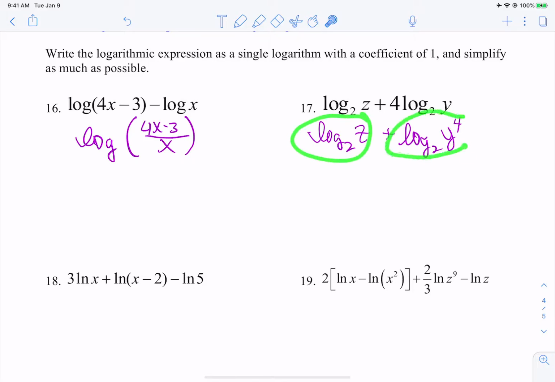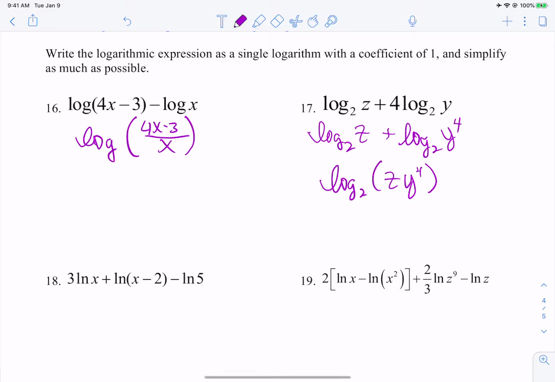All the pieces that are positive can come together as a multiplication. These are both positive, so we're going to multiply. And so this is the log base 2 of z times y to the 4th. If you could physically multiply them, you'd multiply them. You can't. You kind of just leave them next to each other. In any order, it doesn't really matter. Any questions about 17?